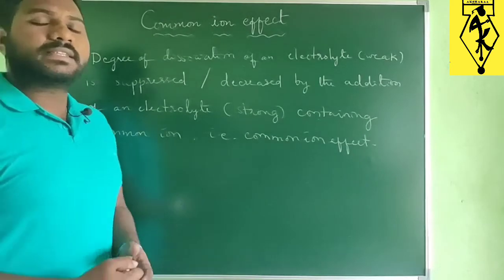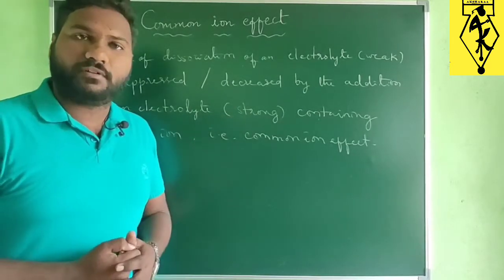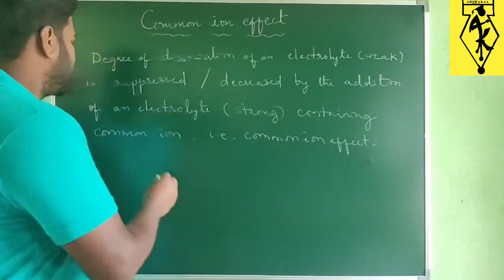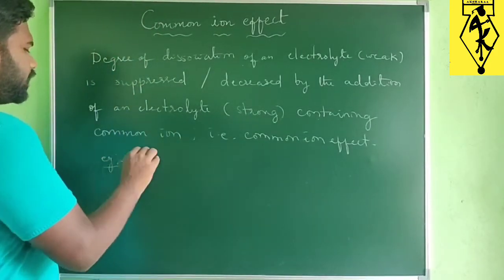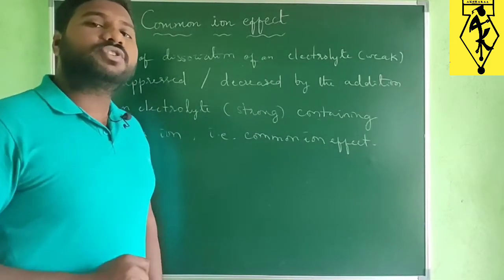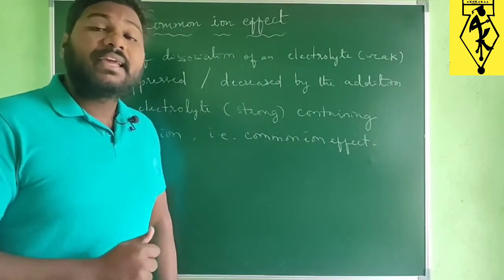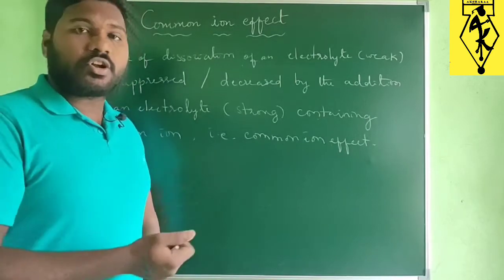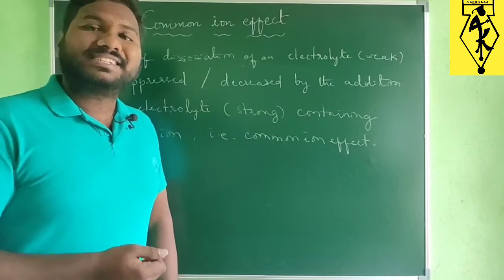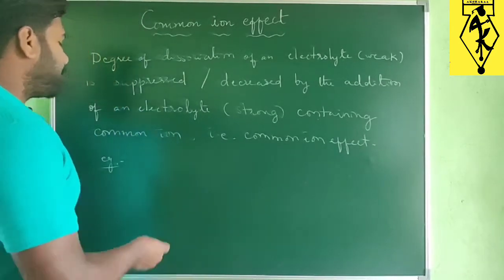Now we are going to discuss some examples of how this common ion effect will work. Let us discuss one example, dissociation of acetic acid. We know acetic acid is a weak electrolyte, and the degree of dissociation of acetic acid can be decreased by addition of any strong acid, or else we can take any acetate salts. How it will work, we'll discuss.